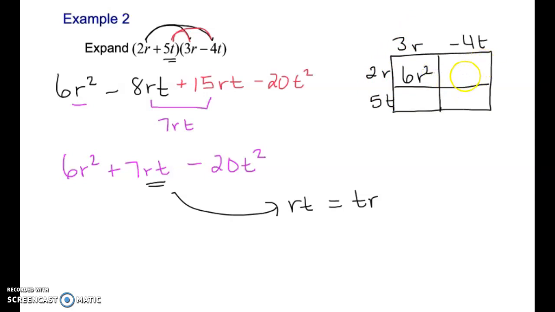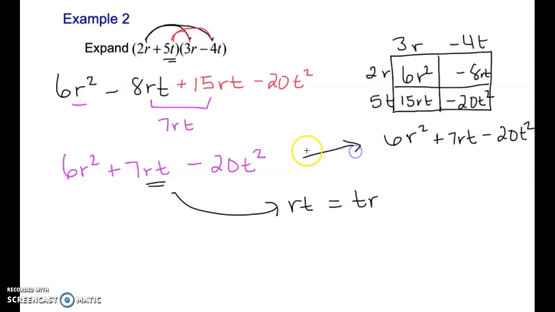6r squared minus 8rt. 5t multiplied by 3r is 15rt. And 5t multiplied by negative 4t gives us negative 20t squared. And again, you would just get the exact same expression here. Add your 15rt plus your negative 8rt together to give you 7rt minus 20t squared. So you can see both ways you're getting the same answer.